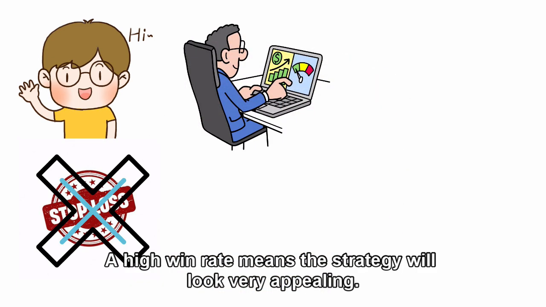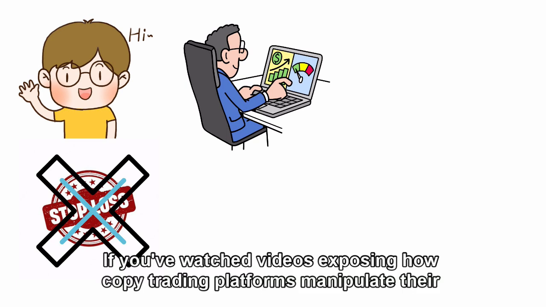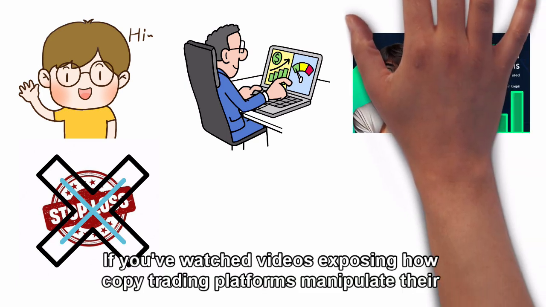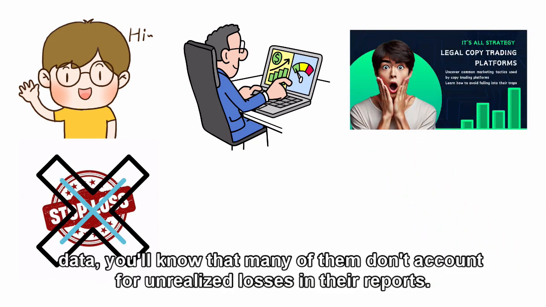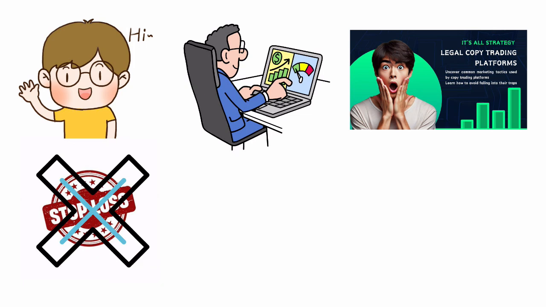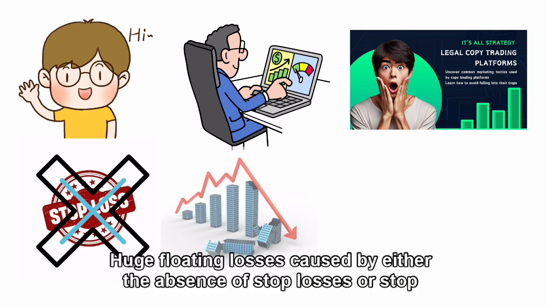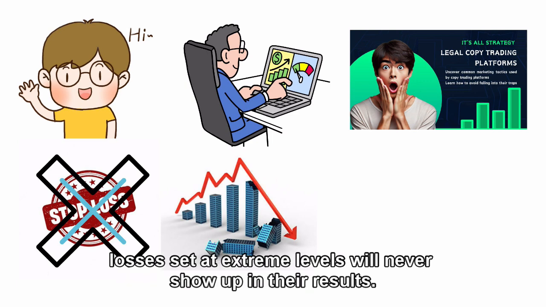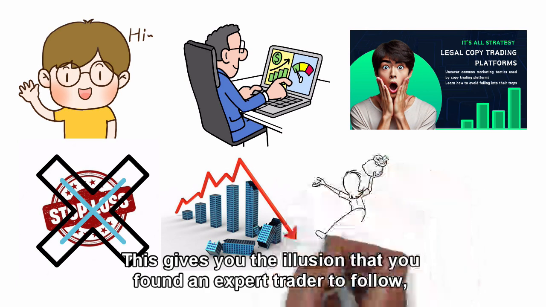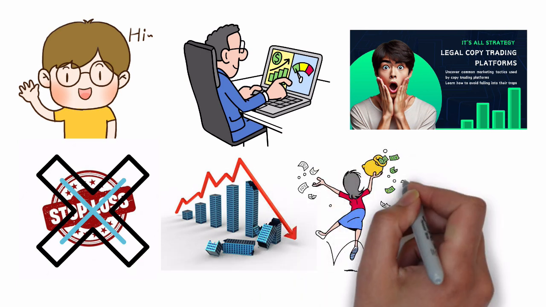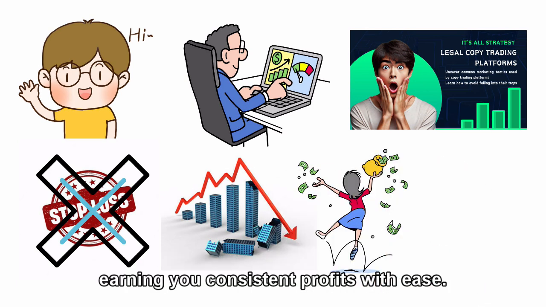A high win rate means the strategy will look very appealing. If you've watched videos exposing how copy trading platforms manipulate their data, you'll know that many of them don't account for unrealized losses in their reports. Huge floating losses caused by either the absence of stop losses or stop losses set at extreme levels will never show up in their results. This gives you the illusion that you found an expert trader to follow, earning you consistent profits with ease.